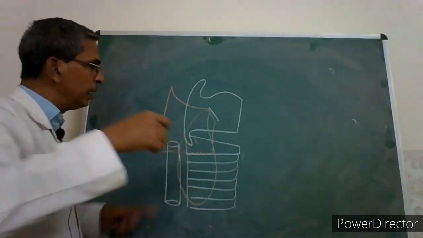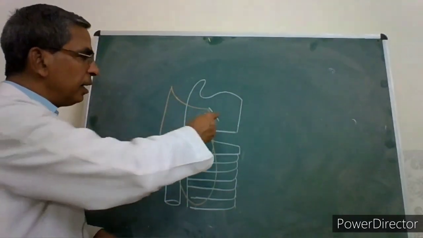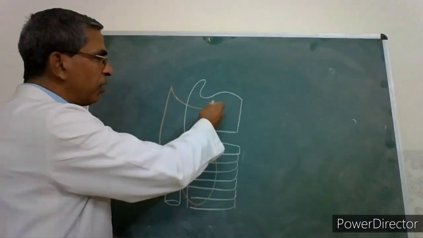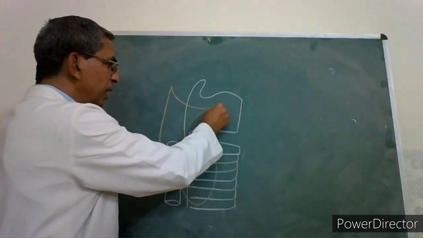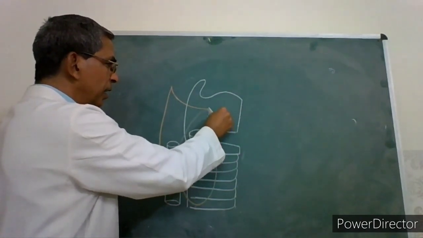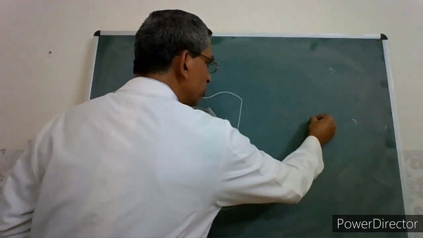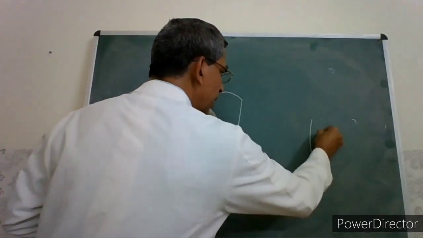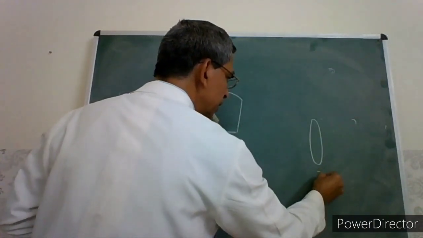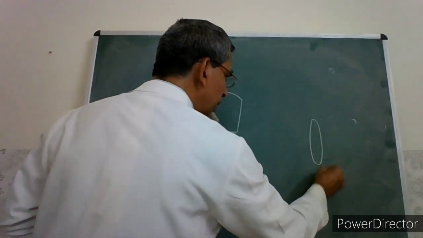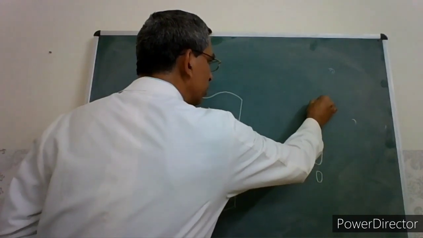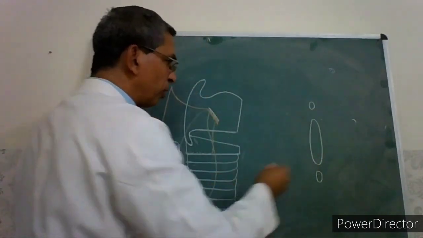So this is the inferior constrictor muscle, and here the sternothyroid muscle inside here, at the oblique line here. If you draw the cut section diagram here, suppose this is the thyroid cartilage, this is the cricoid cartilage, and this is the hyoid bone. So look here.